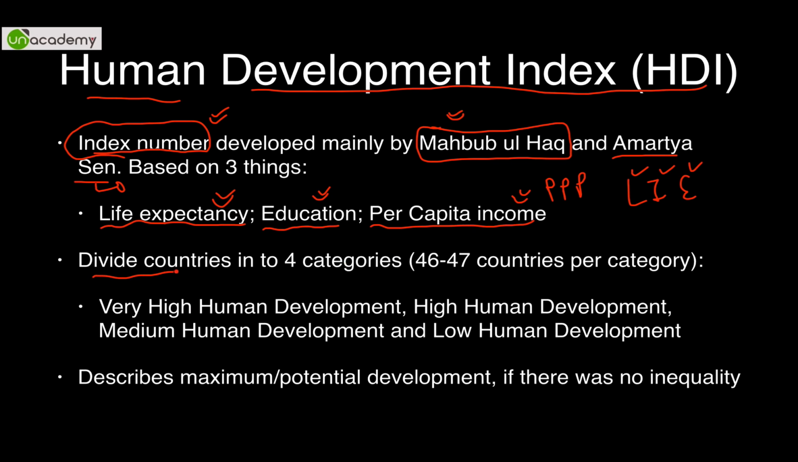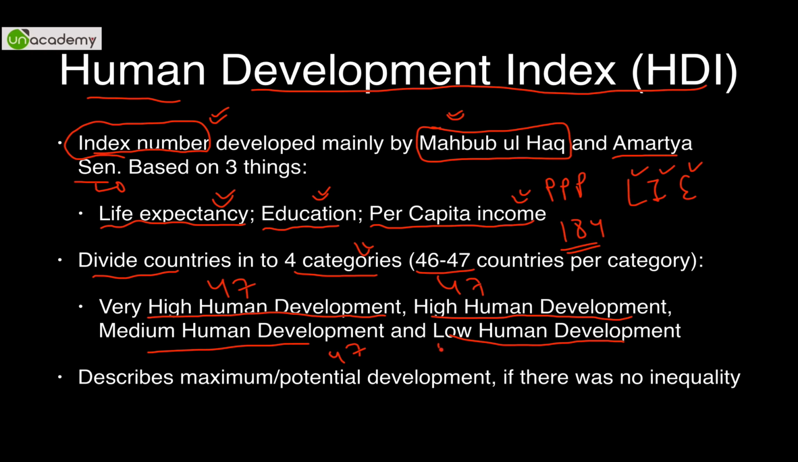Then basically it divides countries into four categories. In each category there are 46 to 47 countries, so that gives us roughly how much? Can you calculate? It's about 184 countries whose data is calculated. So it can be very high human development, or high human development, or medium human development, or low human development. So the first 47 will come in very high human development, the next 47 in this, then 47 in this, and then 46 in this. So it's like quartile variation. Is that understood? So you should know this in detail because it is asked a lot in examinations.